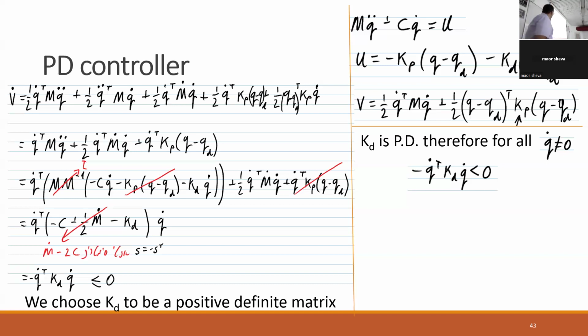So this is almost good, because V dot depends only on q dot and not on q. Therefore, I need to use here LaSalle's invariance principle.